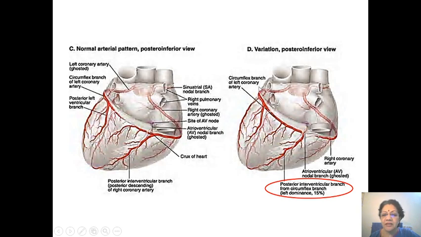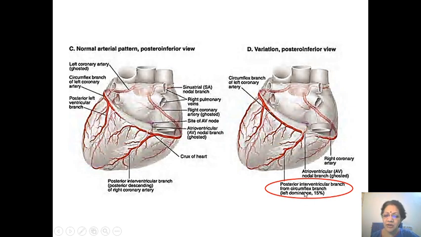Whereas here the circumflex has come all the way and it has given an acute or rather almost right angle turn to give the posterior interventricular branch. This one has not even reached. This coasted one is the front root or course of the heart. The clear red one is the view that you are looking at from this angle.